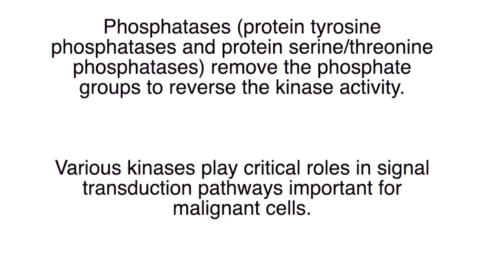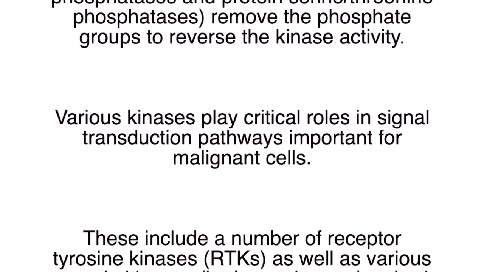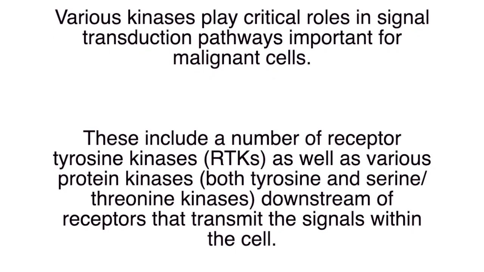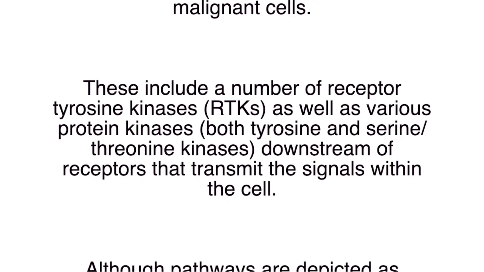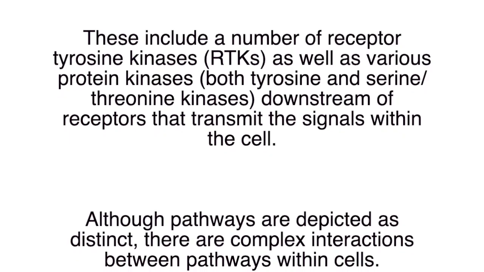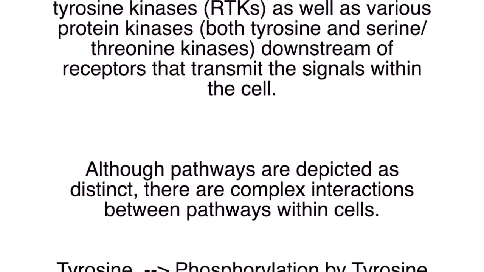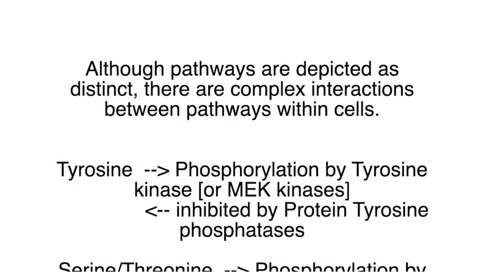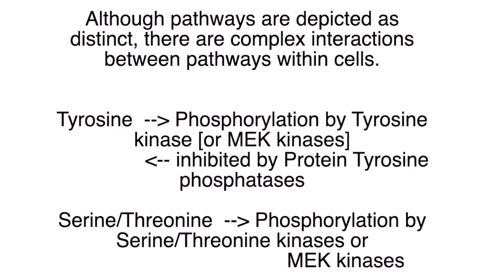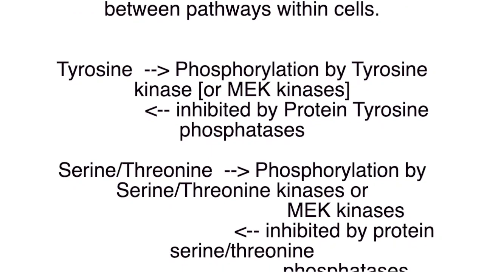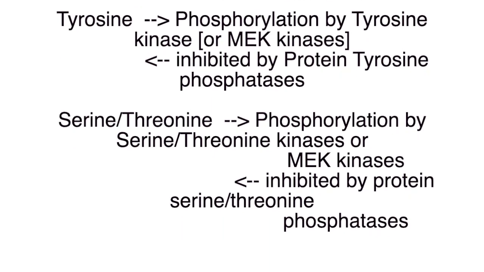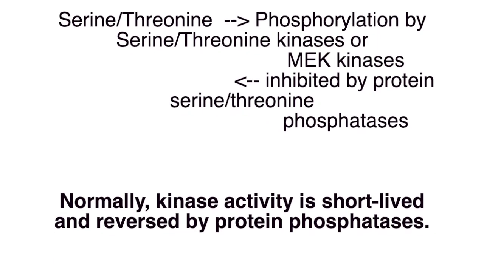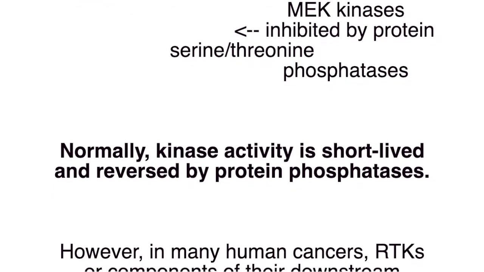Various kinases play critical roles in signal transduction pathways important for malignant cells. These include a number of receptor tyrosine kinases, RTKs, as well as various protein kinases, both tyrosine and serine threonine kinases, downstream of receptors that transmit the signals within the cell. Although pathways are depicted as distinct, there are complex interactions between pathways within cells. Tyrosine is phosphorylated by tyrosine kinase or MEK kinases, and the reaction is reversed by protein tyrosine phosphatases. Serine threonine is phosphorylated by serine threonine kinases or MEK kinases, but reversed by protein serine threonine phosphatases.